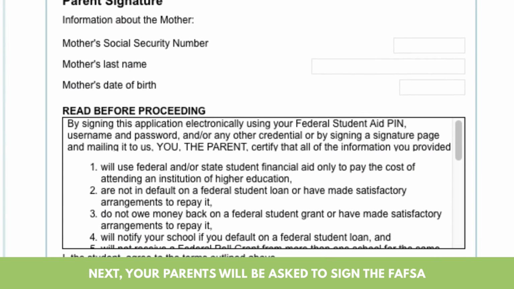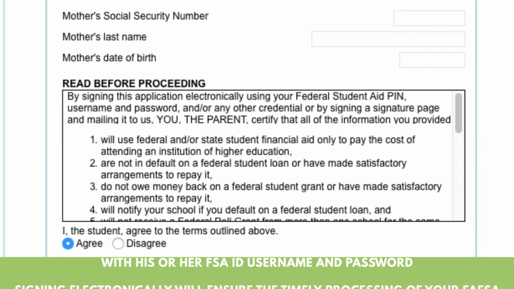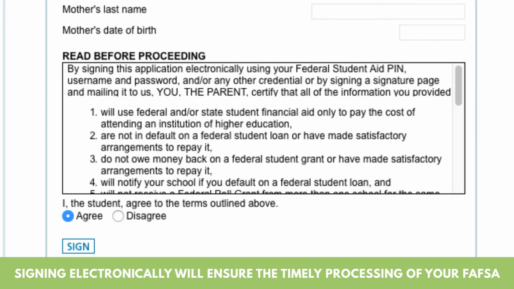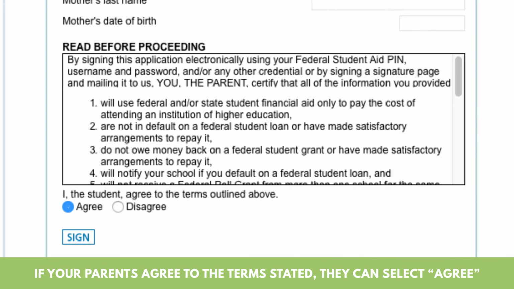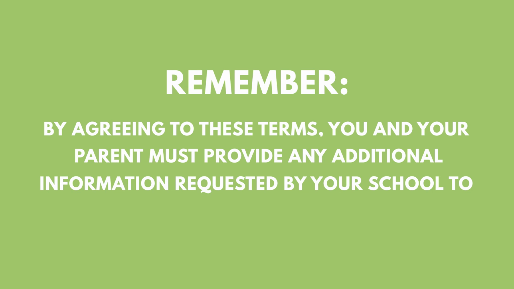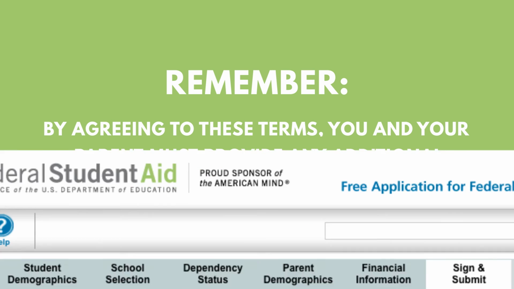Next, your parents will be asked to sign the FAFSA with his or her FSA ID username and password. Remember, signing electronically will ensure the timely processing of your FAFSA. If your parents agree to the terms stated, they can select Agree. Remember that by agreeing to these terms, you and your parent must provide any additional information requested by your school to verify your FAFSA application.